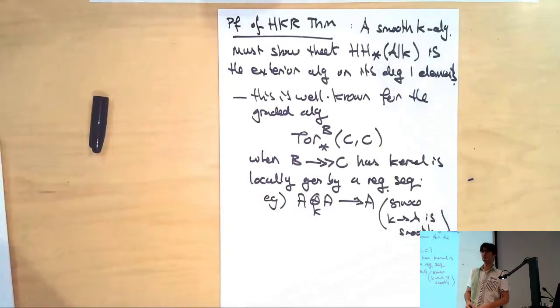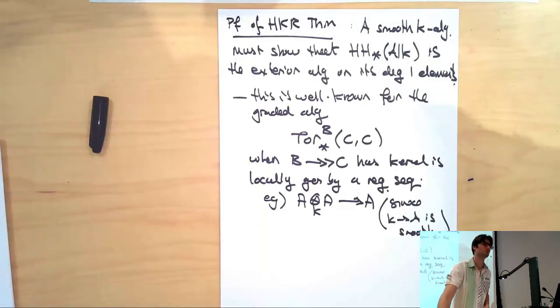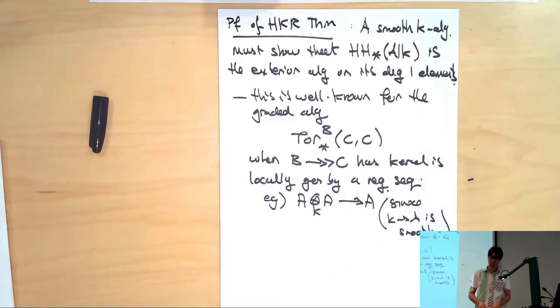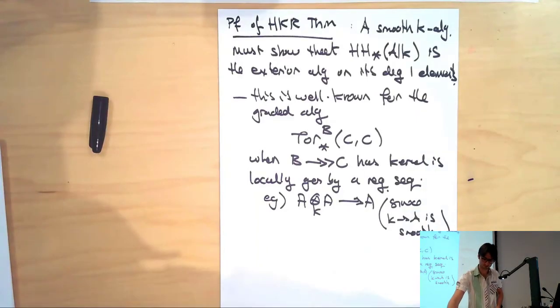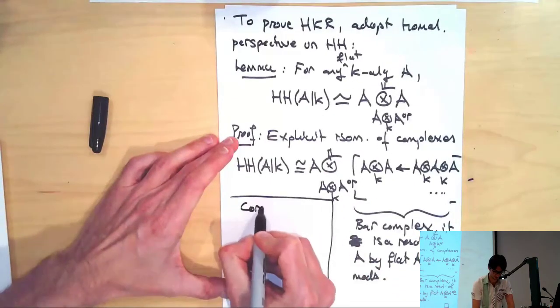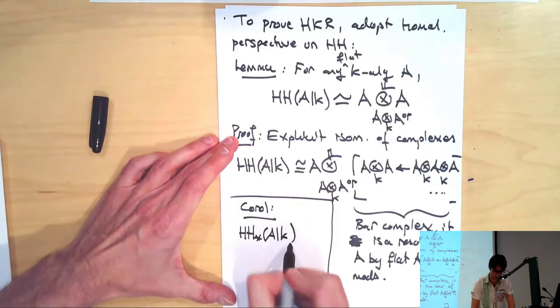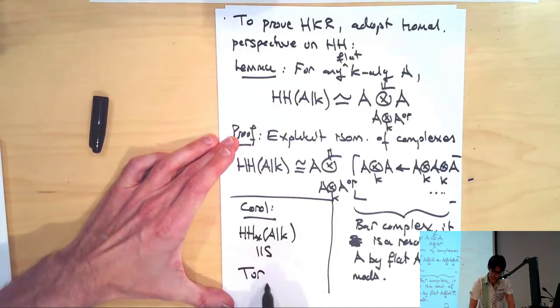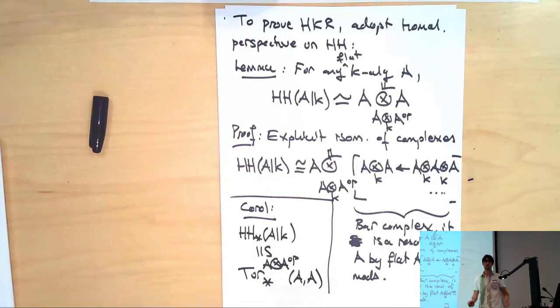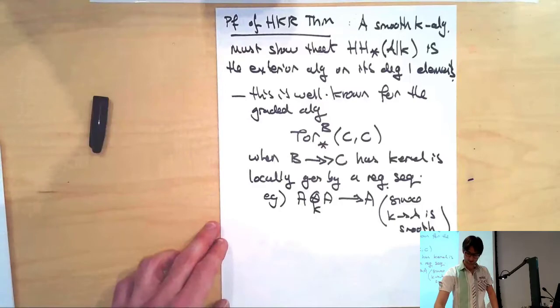But then we're done because we can apply the previous lemma. We know that the Hochschild homology groups are exactly calculating the Tor groups. I should probably have explicitly written that on the previous slide. So the corollary is that the Hochschild homology groups, just by passing to homology groups, look like these Tor groups.